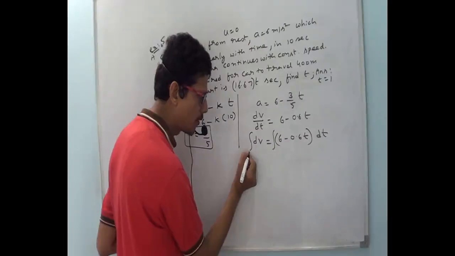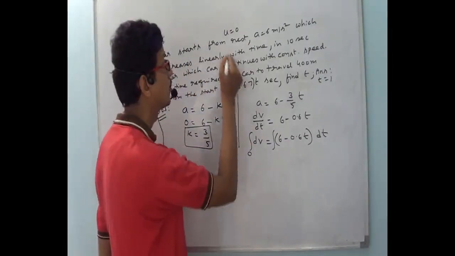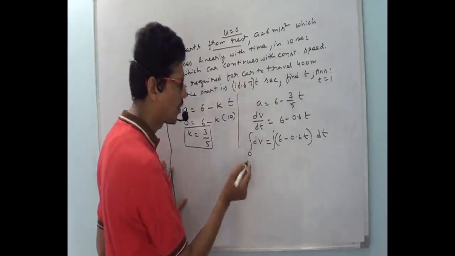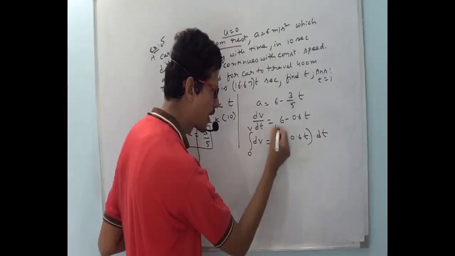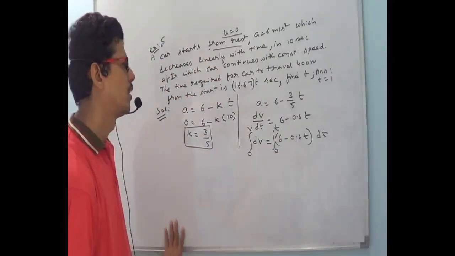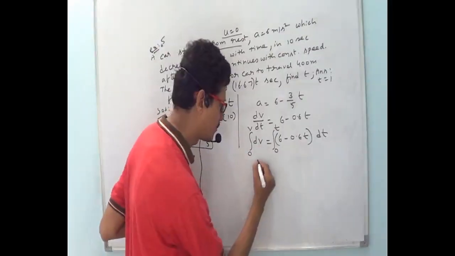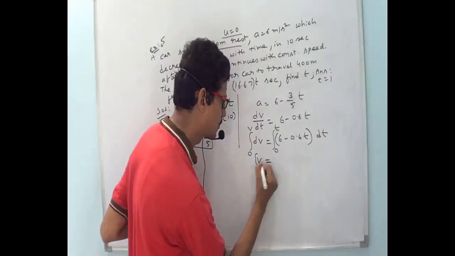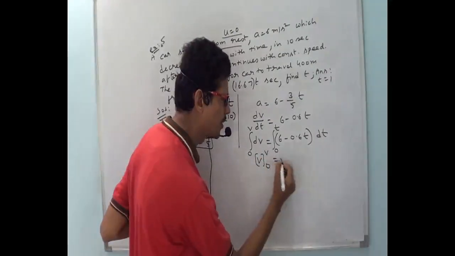Here the lower limit I will take as 0, because the initial velocity is 0. Final velocity, let it be v. And the limits for time are 0 to t. So the integral of 1 dv is v. Lower limit is 0, upper limit is v.